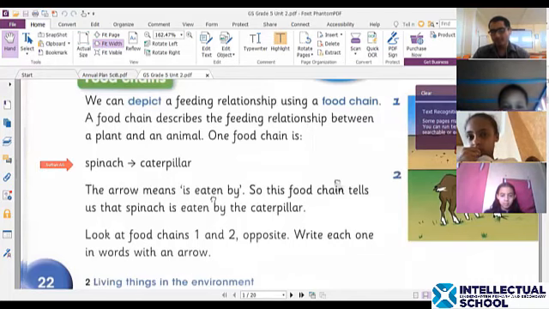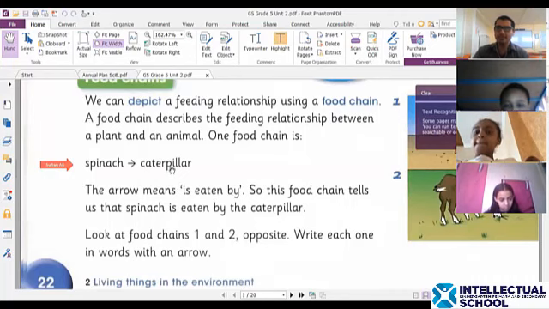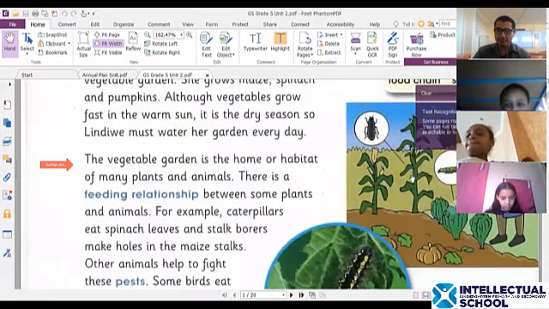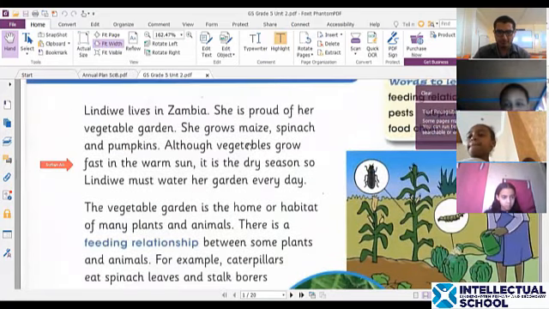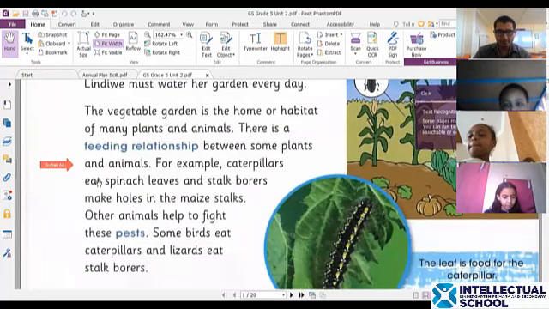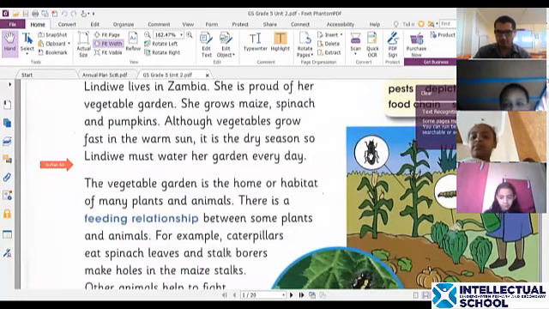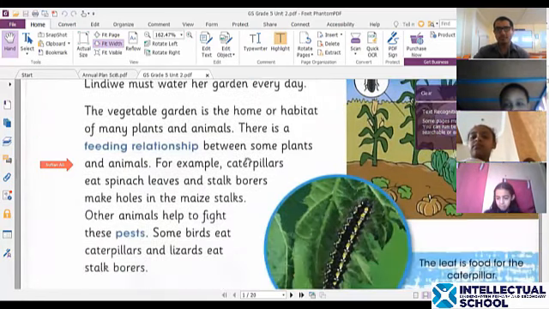Arrow means that thing is eaten by. So spinach is eaten by the caterpillar. So that is the resemblance of the food chain. Here they have given some different feeding relationships. So we have caterpillars eat spinach leaves and stalk borer. So I think this is caterpillar actually. This should be the stalk borer that eats maize plants. So different animals eat plants.